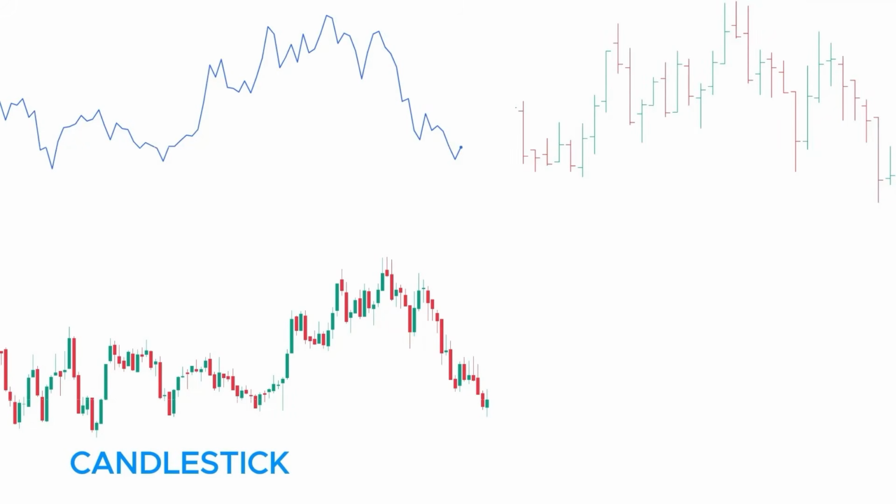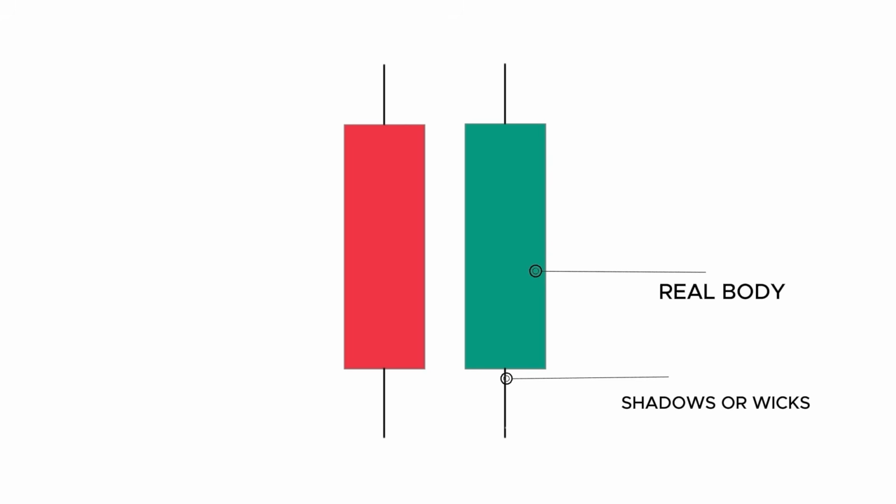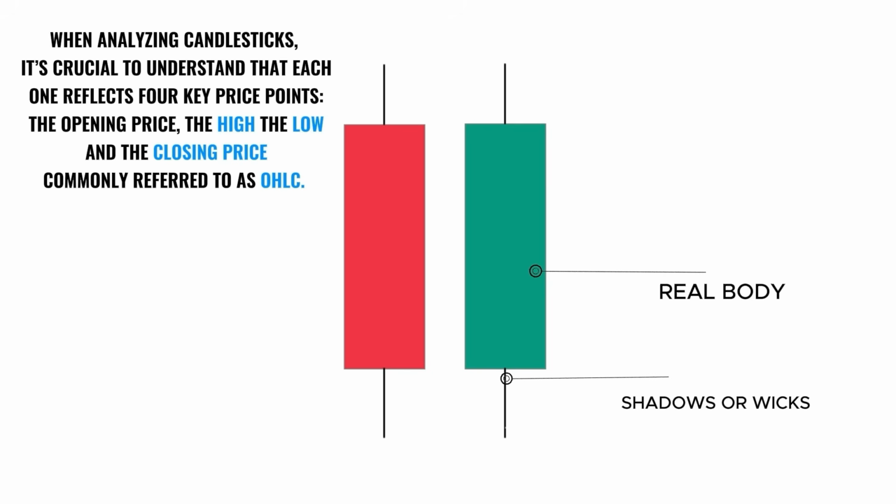Candlesticks visually represent market prices on a chart, but they're not the only way. You also have bar charts, line charts, and others. However, candlesticks are among the most popular. A candlestick consists of two main parts: the real body and the shadows, also called wicks. When analyzing candlesticks, it's crucial to understand that each one reflects four key price points: the opening price, the high, the low, and the closing price, commonly referred to as OHLC.